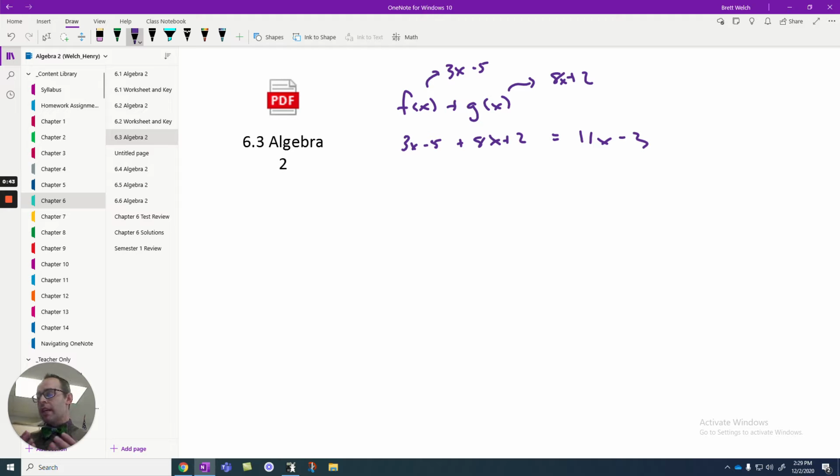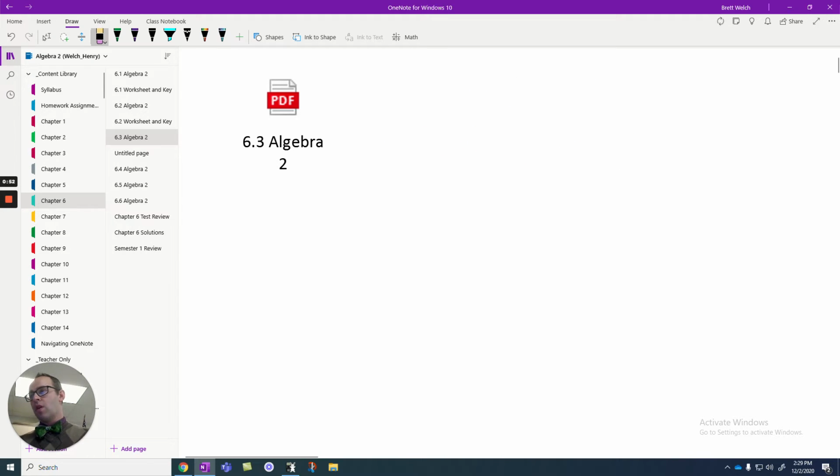But where we really get into the meat of the assignment and the meat of the content is when we start to talk about compositions. So I'm going to take a couple of example functions. Let's write 3 of them down. Let's say f of x is 2x minus 1. Let's call g of x.